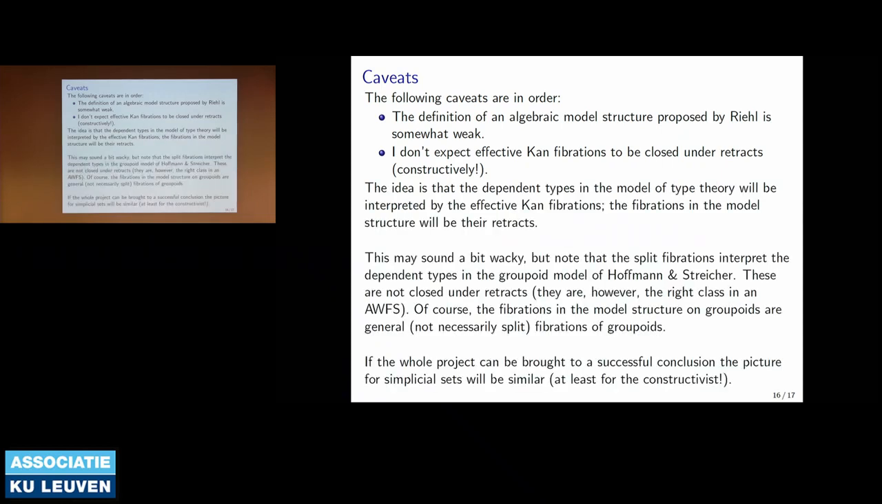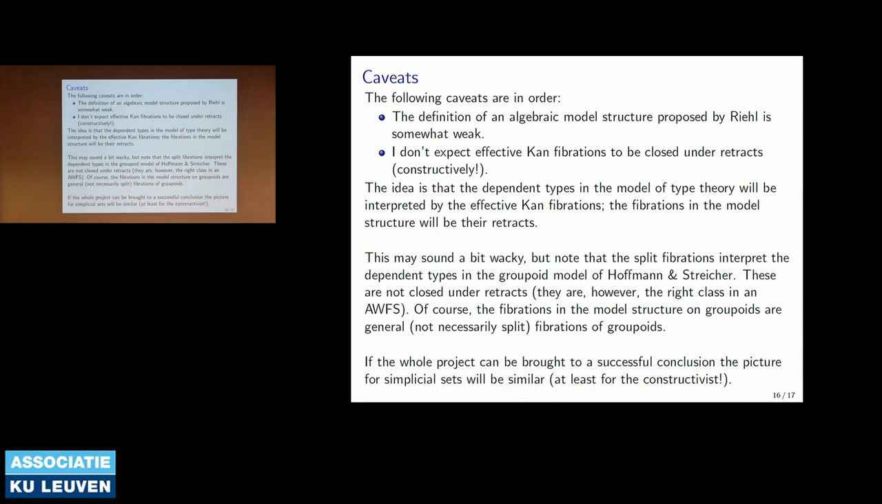It might sound very strange, but I would like to remind people that in the groupoid model of Hofmann and Streicher, they actually use the split fibrations of groupoids to interpret the dependent types. Now, split fibrations of groupoids are not closed under retracts. So in that sense, you could say that what they use as their interpretation of dependent types is not exactly the same thing as the fibrations in the model structure of groupoids.